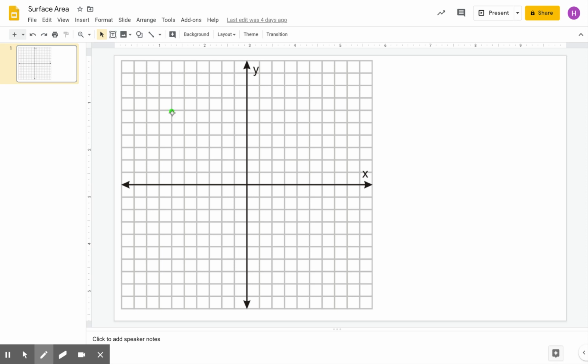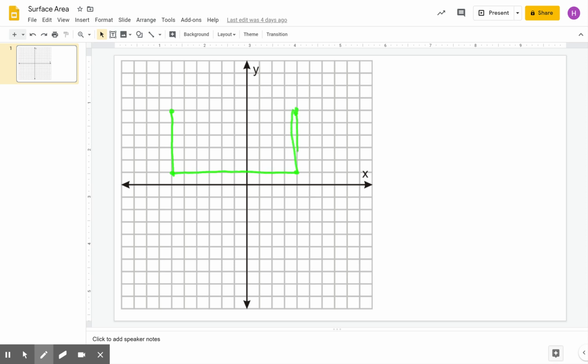The next one, positive 4, 1, 2, 3, 4. Positive 6, 1, 2, 3, 4, 5, 6. The next one, positive 4, positive 1. And negative 6, positive 1. Okay, so we know we've got a nice rectangle happening here. Connect that.